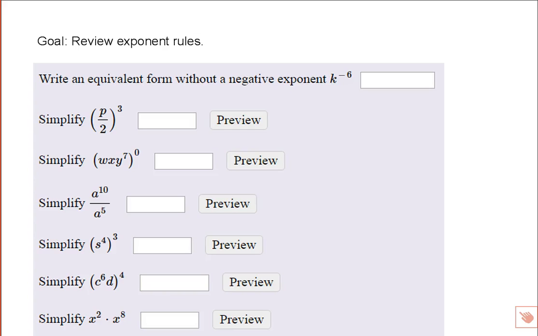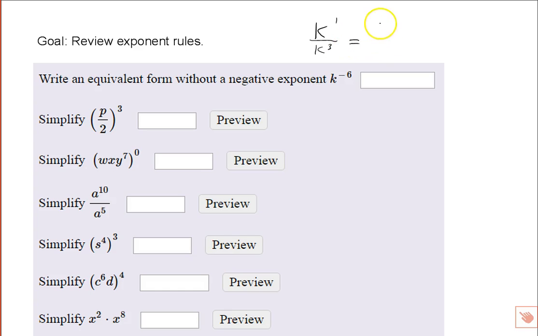In this video, we are going to review exponent rules. So first, we're going to start with an expression that has a negative exponent. And when we first talked about negative exponents, we looked at things like k to the first power over k to the third power. And we looked at this in two different ways.